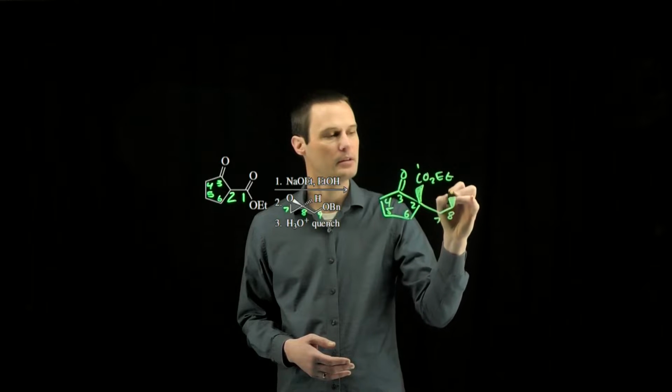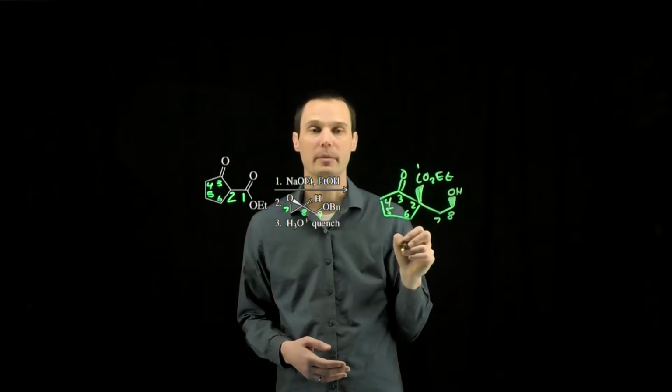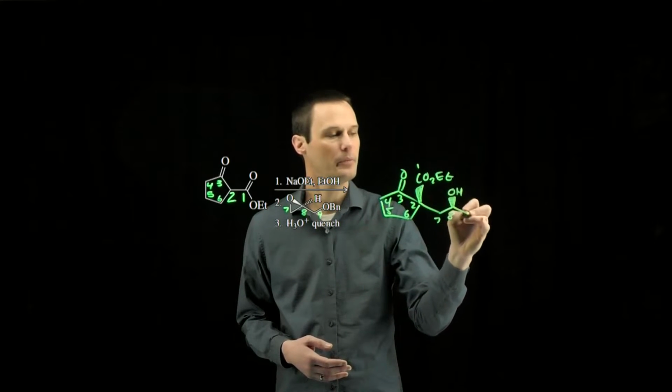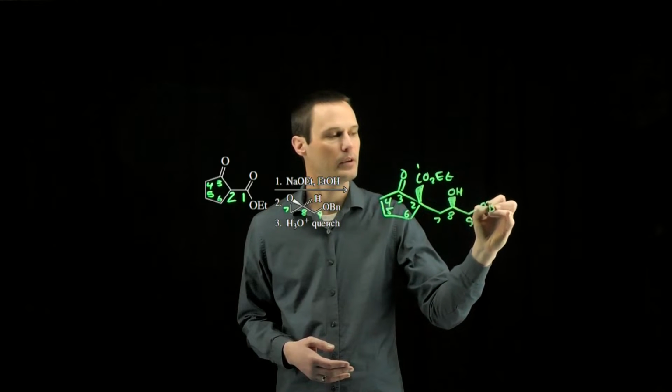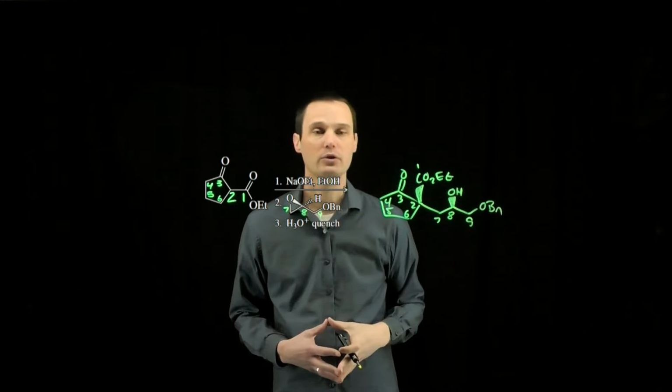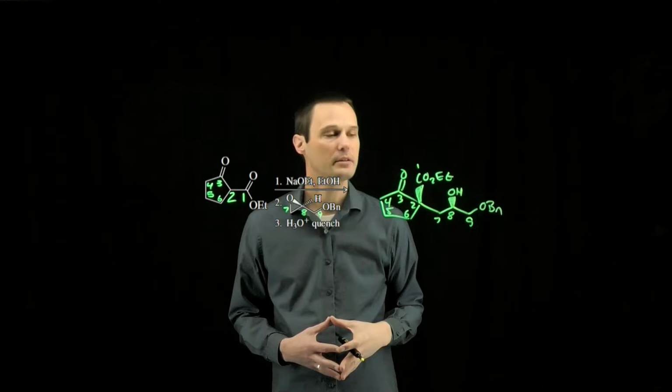carbon number 7 and 8, where 8 still has the oxygen of the epoxide attached and it gets turned into an alcohol. And then carbon 9 with the OBn group. So this is the structural formula for our product of this reaction.